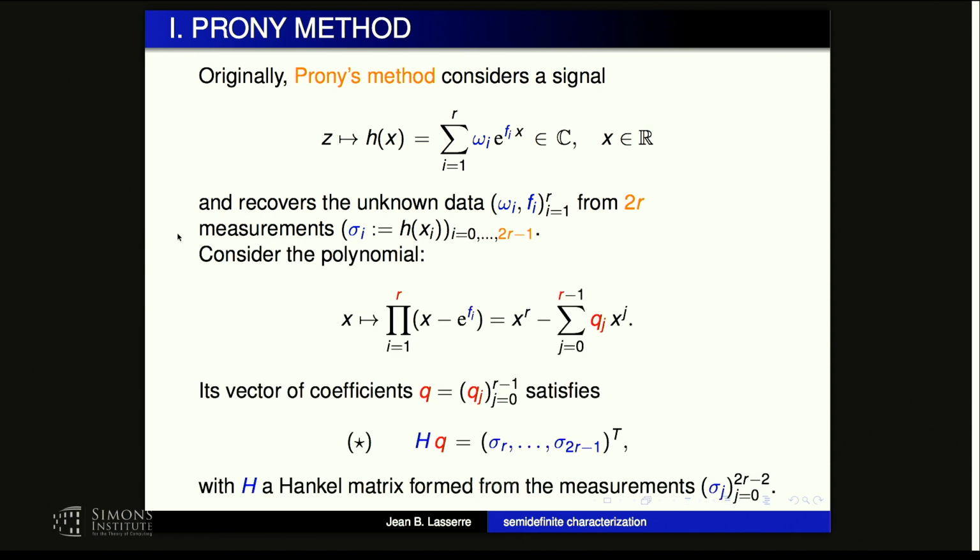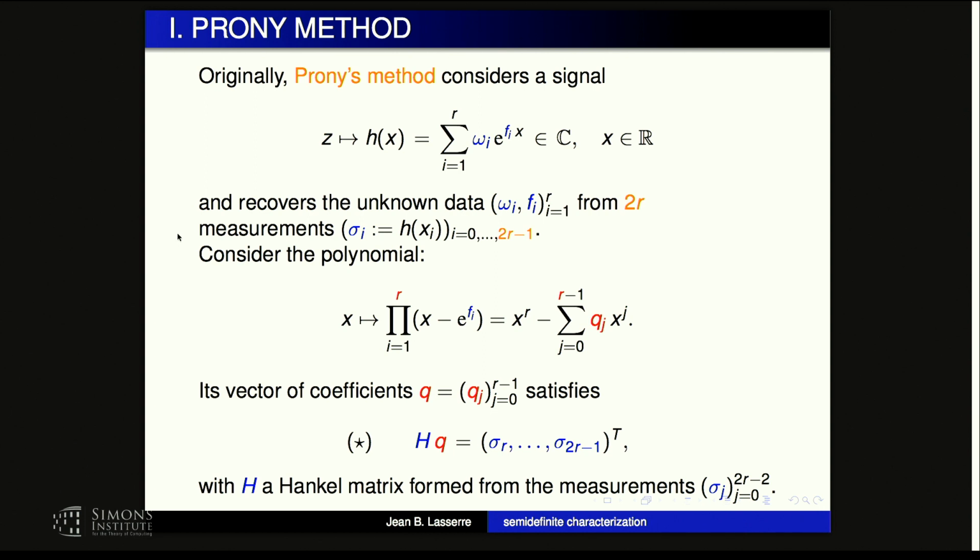Okay? And the idea of Prony is very simple. You generate first polynomials. You put the e^{iφ} as roots of some univariate polynomial. You define this polynomial. This polynomial has some unknown coefficients, q_j, because you don't know, of course, those guys. And the vector of coefficients of this polynomial satisfies a linear relation where the blue data are coming from the evaluation of h(x).